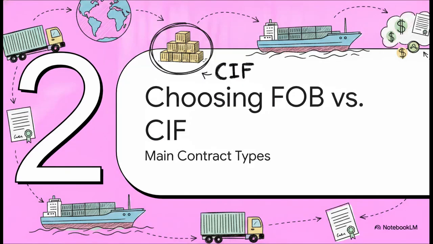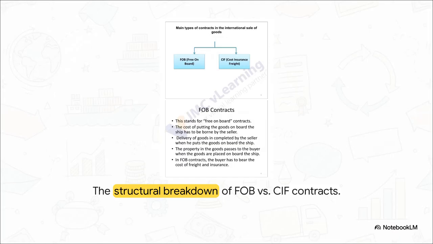Moving right along to Section 2, choosing FOB versus CIF. So, now that we have a shared language with our Incoterms, let's look at the two biggest acronyms you're going to encounter. These are the two main types of contracts used in the international sale of goods, and honestly, understanding them is totally vital for anyone buying or selling across borders.